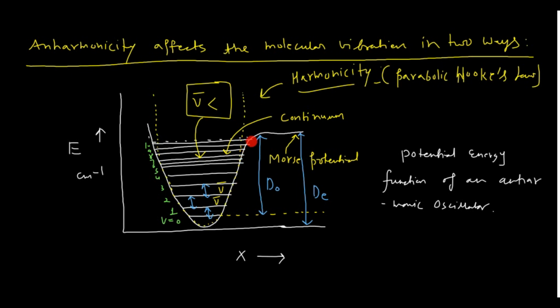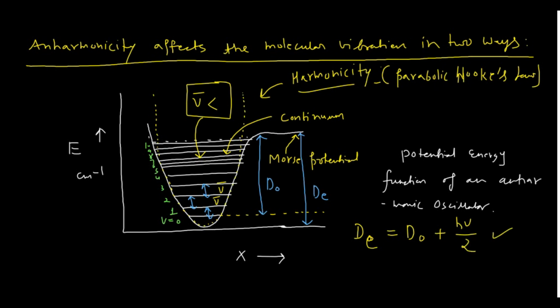Just like that, this graph is for the anharmonic oscillator, and this is for the harmonic oscillator. You need to understand this. If you want to calculate DE, not DO actually, DE, you can very easily calculate it using this formula: DO plus h nu by 2.